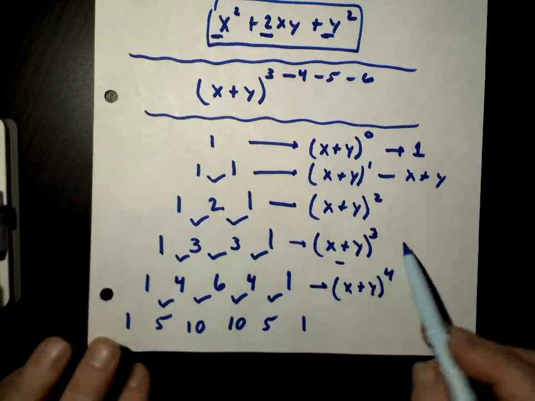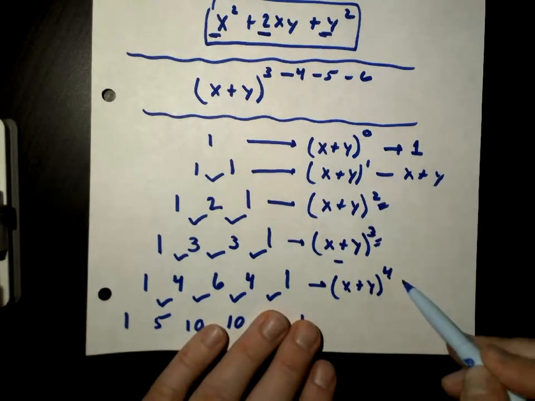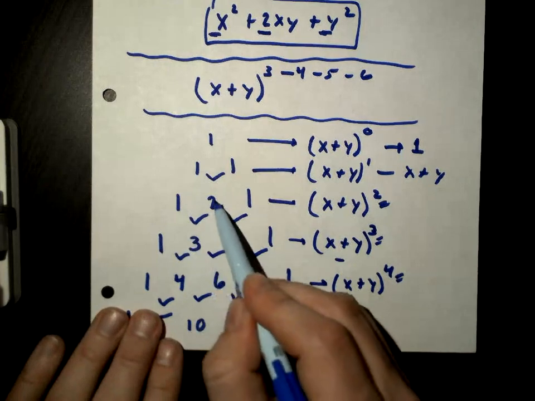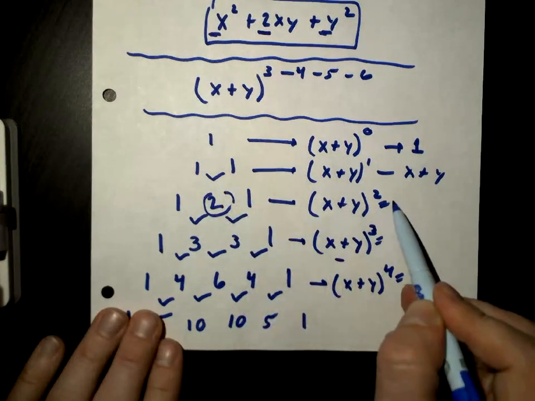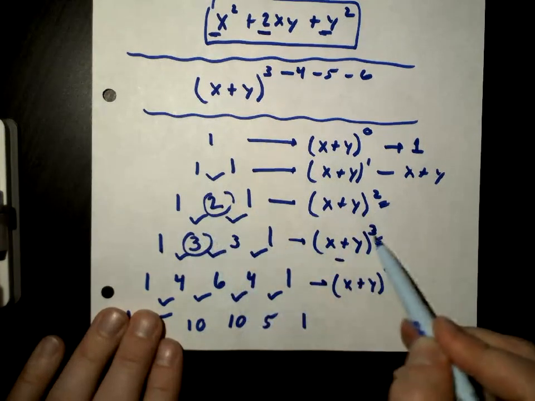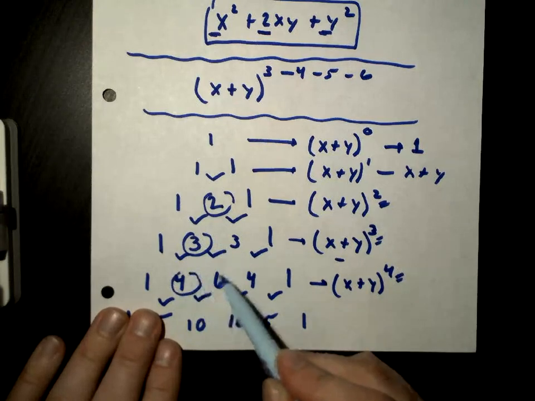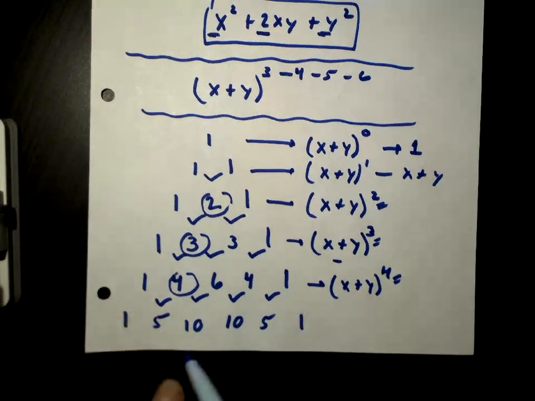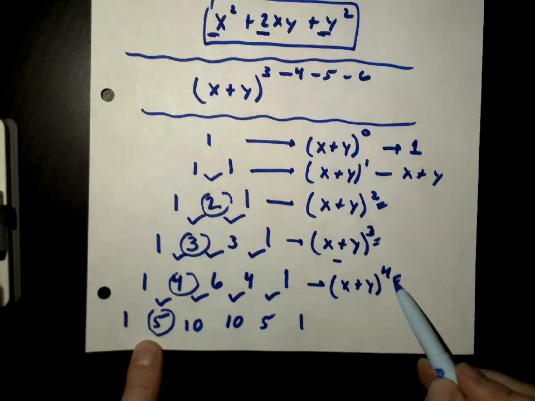And do you see that? Do you see this number right here? That's what it sums up to. So this is going to be 5.